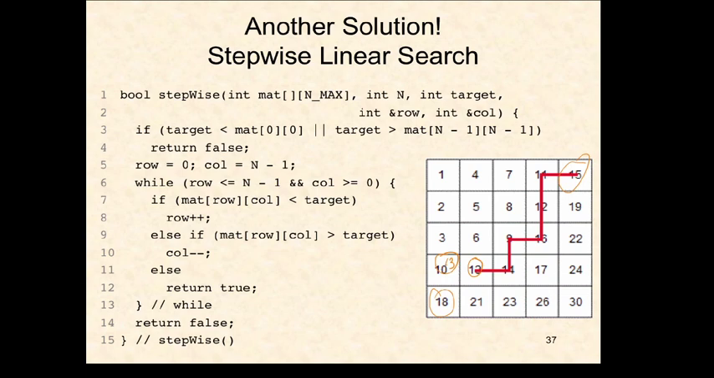Okay, so now we know we can't start in the smallest value or the biggest value. We can start in the upper right, we can start in the lower left. What's the complexity of this one? Well, let's look at the worst case complexity. Every time I look at a value, I either move left or I move down. The furthest I could go before finding out that it's not in there would be all the way over to here. Like if I was searching for the value 18, I would have to keep going.